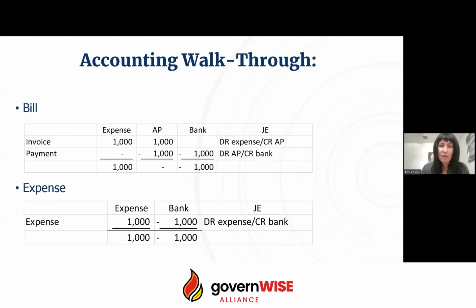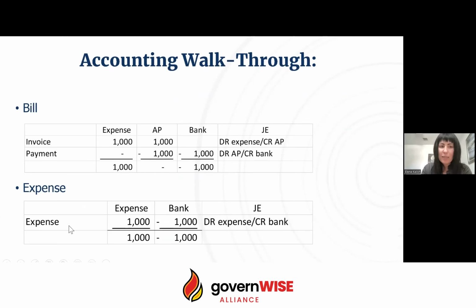Okay, so let's take a quick walkthrough through the accounting. So when we have a two-step approach, so we have a vendor bill, what's going to happen in our system is first we will record the bill or invoice, and then we will show an expense and accounts payable. And then we make a payment, say a month later, then we will reduce the accounts payable by the payment and obviously show the withdrawal from the bank.